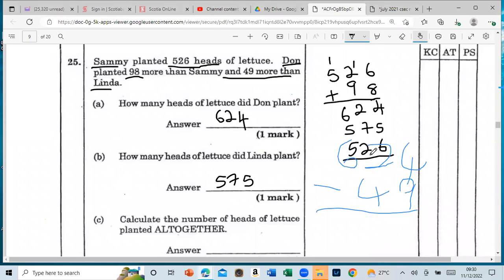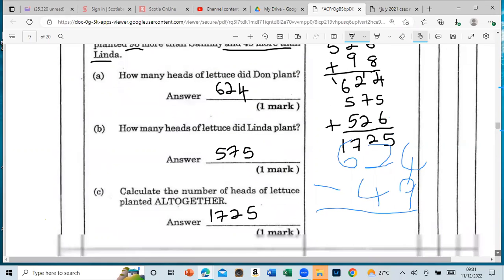All right, so 6 and 5, that's 11, plus 1, that's 12. So this gives us 10, and that's 12, so 2 carry 1. 6 and 1 is 7. So that's 17. So it's 1,725. Remember, we're going to add what each person planted.